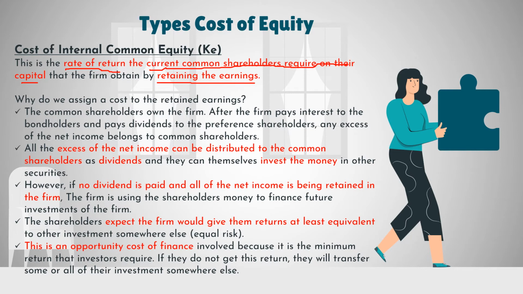So, why do we assign a cost to the retained earning? Kenapa kita kena ada cost untuk retained earning? So, sebab the common shareholders own the firm. After the firm pay interest to the bondholders and pay dividend to the preference shareholders, any excess of net income belong to common shareholders. Okay, so kenapa kita assign cost untuk retained earnings? All the excess of the net income can be distributed to the common shareholder as dividend, and they can themselves invest the money in other securities. However, if no dividend is paid and all the net income is being retained in the firm, the firm is using the shareholders' money to finance future investment of the firms.